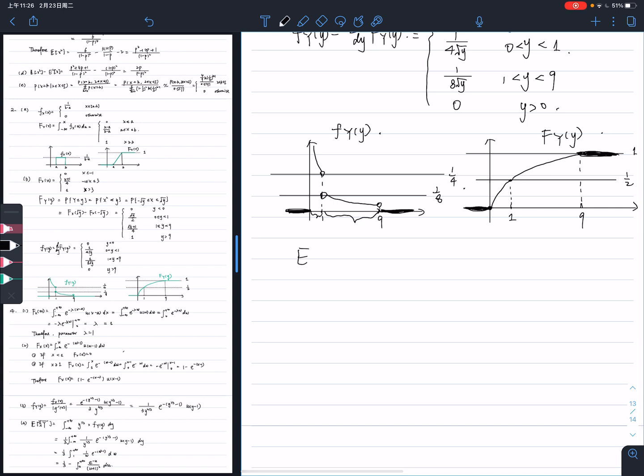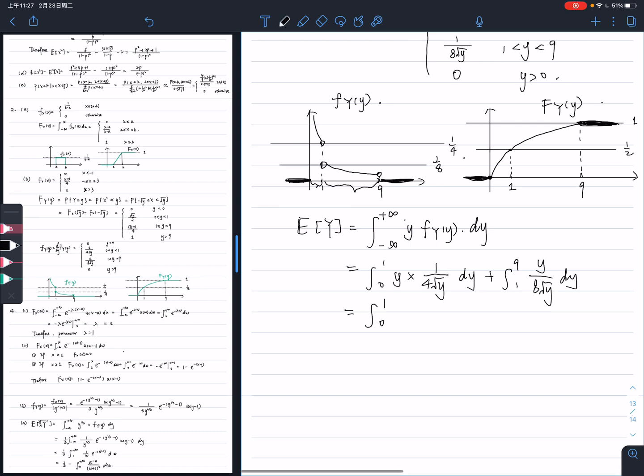At last, we want to get the expected value of variable y. So it should be from negative infinity to positive infinity. So it should be the integral from 0 to 1 of y times the density function dy, plus the integral from 1 to 9. So it should be 0 to 1, 1 over 4 times the square root of y dy, plus 1 over 8, 1 to 9, the square root of y dy.